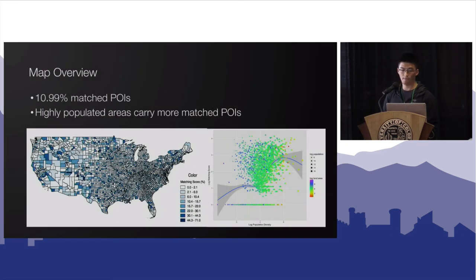So here's a map overview. Out of 110,000 randomly sampled restaurants across about 3,000 counties, only 11%, which is 11,000, are found in OpenStreetMap, which I couldn't say is a high score. We also found that more densely populated areas tend to carry more matched restaurants.